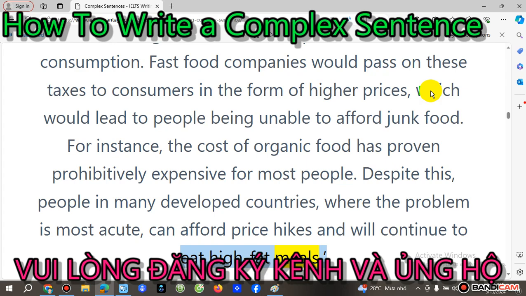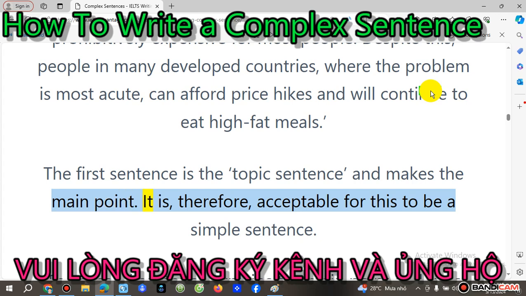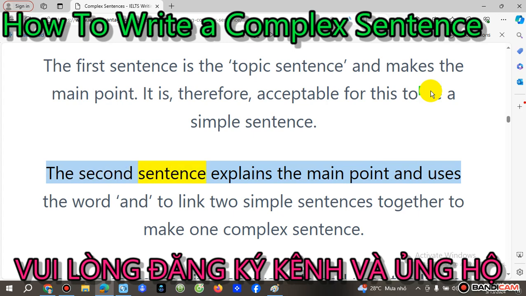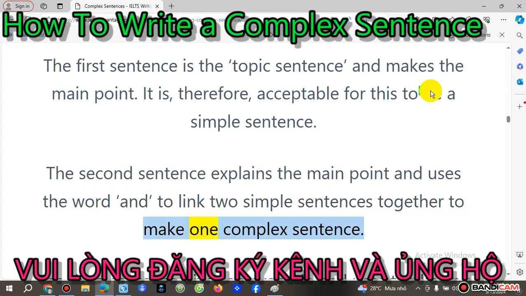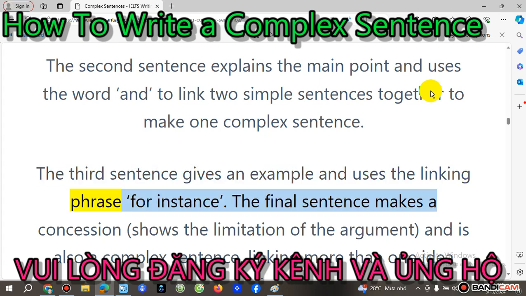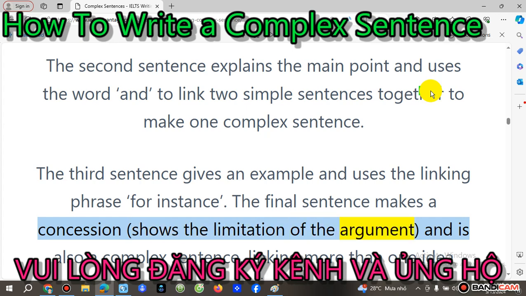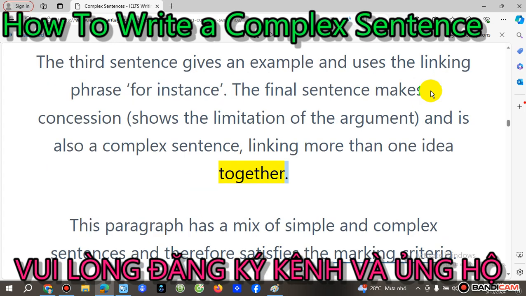The first sentence is the topic sentence and makes the main point. It is, therefore, acceptable for this to be a simple sentence. The second sentence explains the main point and uses the word "and" to link 2 simple sentences together to make 1 complex sentence. The third sentence gives an example and uses the linking phrase "for instance." The final sentence makes a concession, shows the limitation of the argument, and is also a complex sentence, linking more than one idea together. This paragraph has a mix of simple and complex sentences and therefore satisfies the marking criteria.